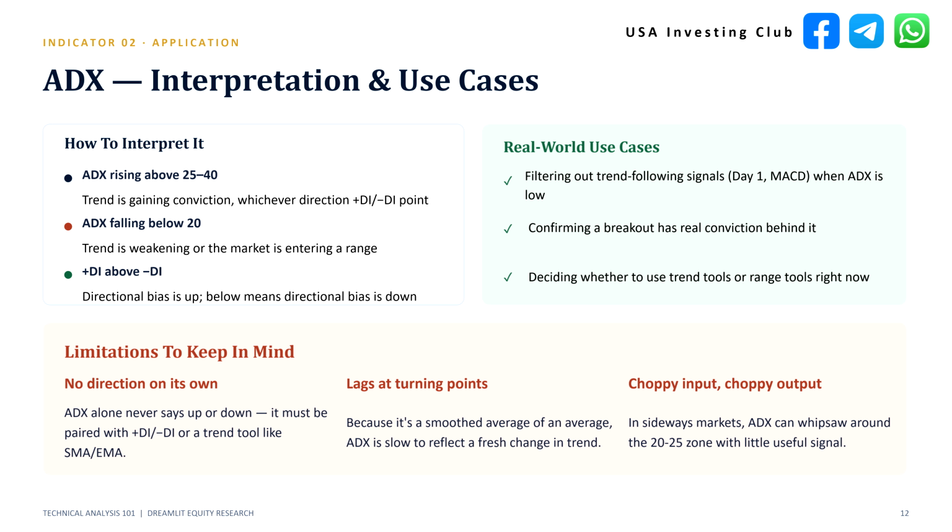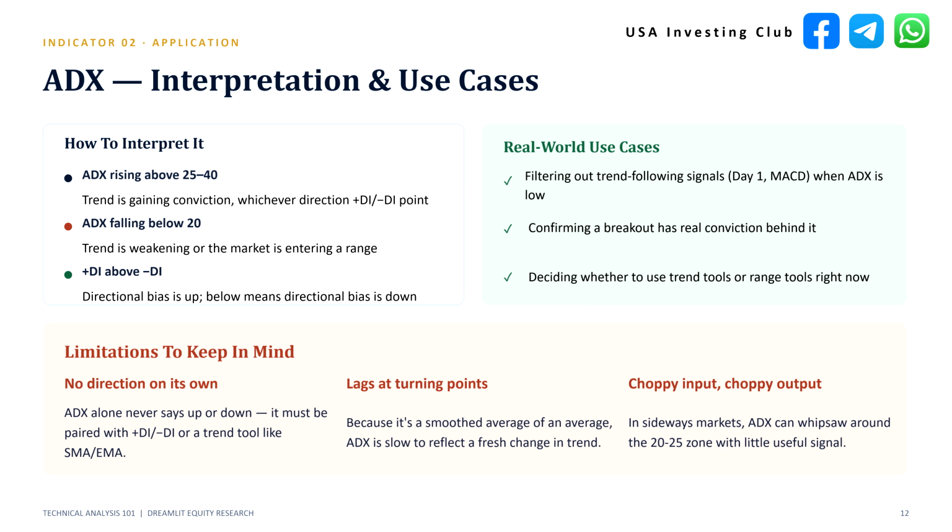But hold the limitations firmly in mind. ADX gives no direction on its own. It must always be paired with positive and negative DI, or with a trend tool like the SMA or EMA from day 1. It lags at turning points because it's a smoothed average of an average, which makes it structurally slow to reflect a fresh change in trend. And in genuinely choppy, sideways markets, ADX can whipsaw around that 20 to 25 zone with very little useful signal inside the noise.